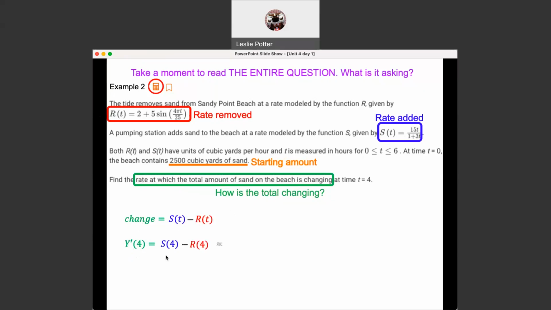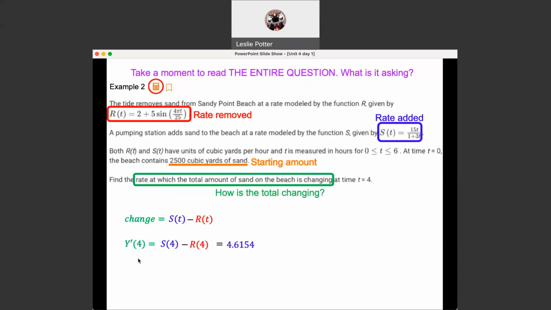s of 4 minus r of 4. Notice I'm not differentiating here. It's s of 4 minus r of 4. Doesn't that seem weird? But think about what we have here. This r of t is the rate at which the sand is being removed. It's not the amount of sand, it's removing at that rate. So this is already a derivative. And this is the rate added, so this is already a derivative too. So this is really a derivative minus a derivative, and that's going to give me my rate of change.